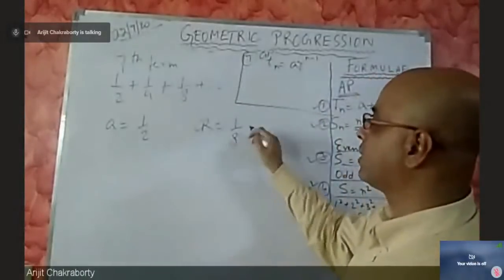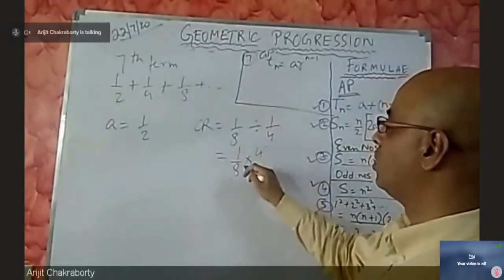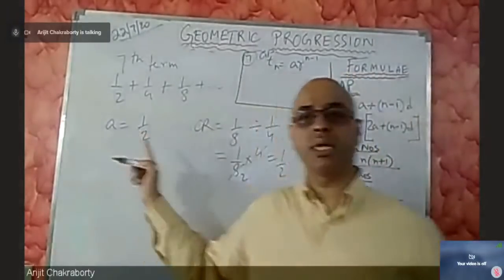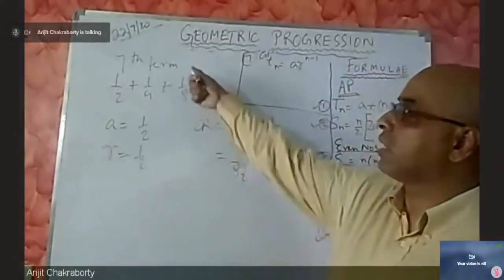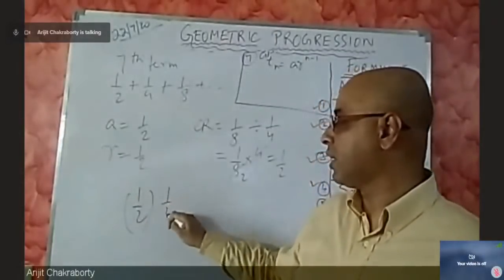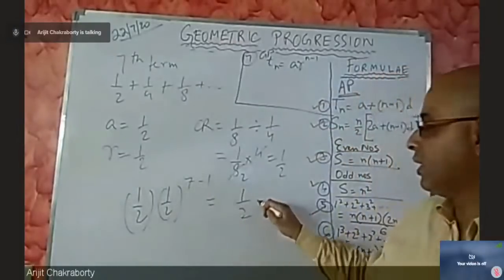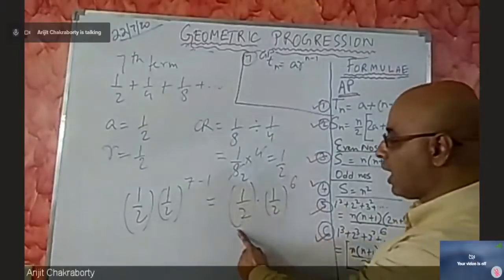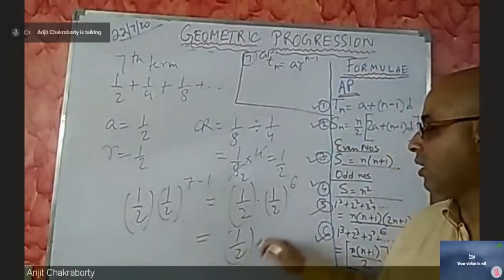So 1 by 8 divided by 1 by 4. That means 1 by 8 into 4. So it gives me half. Okay. So a, the first term, is half. The common ratio is also half. So I have to find out the seventh term. So it is half multiplied by half to the power 7 minus 1. That is half into half to the power 6. But you know, half into half to the power 6 gives you what? It is half to the power 7.